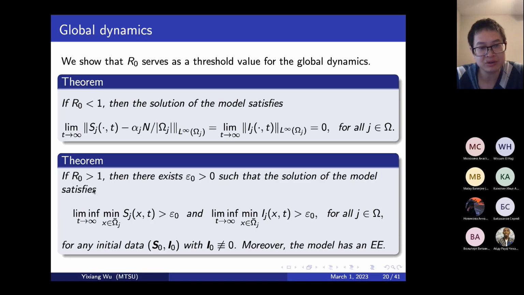Well, if R0 is greater than 1, then we can use the uniform persistence theory to show that there exists some small number such that the solution is uniformly persistent, in the sense that the solutions will be greater than some small number when time is large. So this result says the disease is not going to go away. In this situation, the model has an endemic equilibrium, a positive equilibrium.